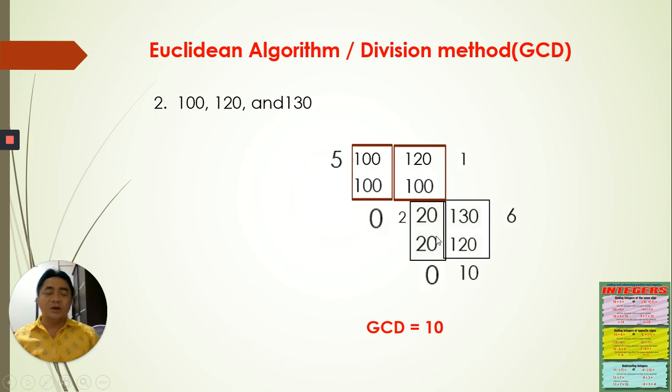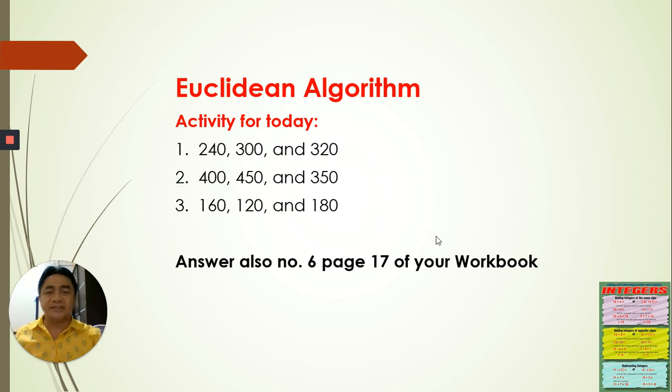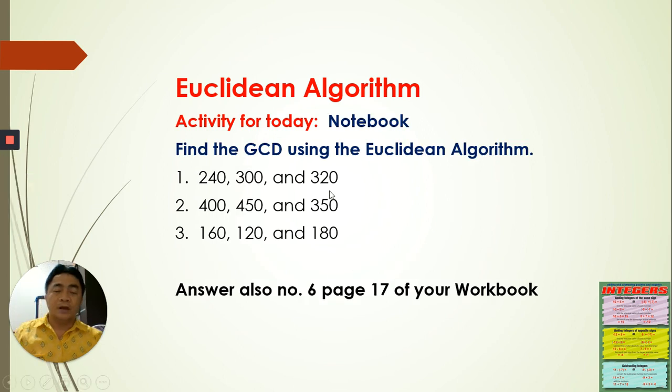Okay? So we have here our activity for today. I hope that you will answer this. You're going to answer this, find the GCD of this. So wait, I will write first the caption. Okay, so we have here activity for today. You're going to copy these 3 numbers into your notebook. Okay, yellow notebook. So find the GCD using the Euclidean algorithm.